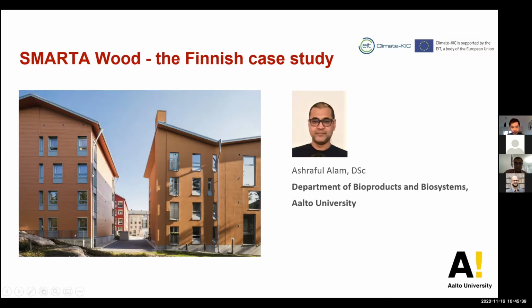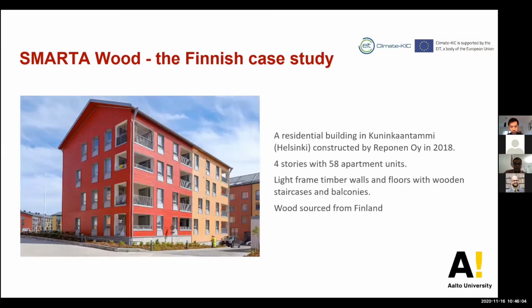So you can see in the picture, there are two buildings. I'm going to talk about them. The one on the right is a cement-based building, and the one on the left is a wood-based building. So basically they are located in the same area, adjacent to each other. So, Finnish case study. This is the wooden part of the building.